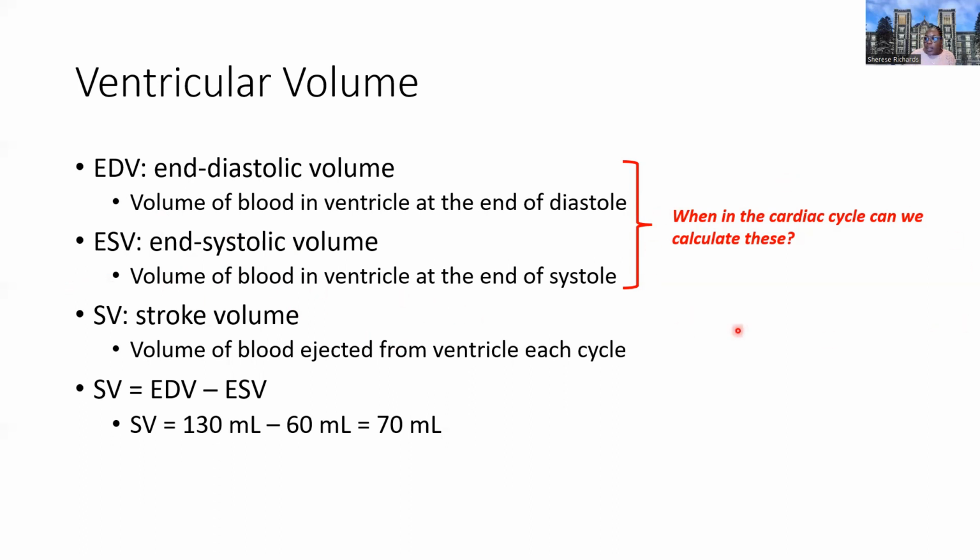Now, when can we identify these two volumes, right? Because if we're looking at the end diastolic volume and the end systolic volume, we want to think about what phase of the cardiac cycle would allow us to be able to calculate these volumes. So what do we think here? When do you think we'd be able to calculate the end diastolic and end systolic volumes? What phases of the cardiac cycle?